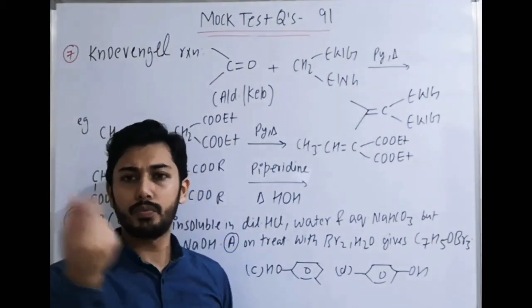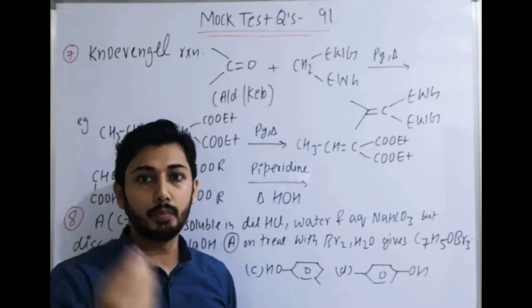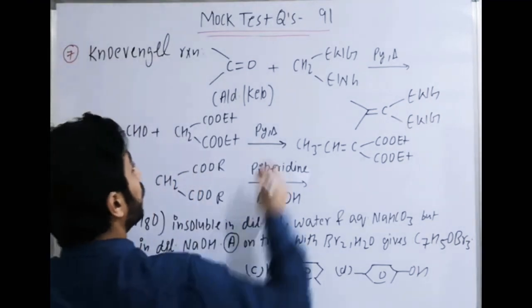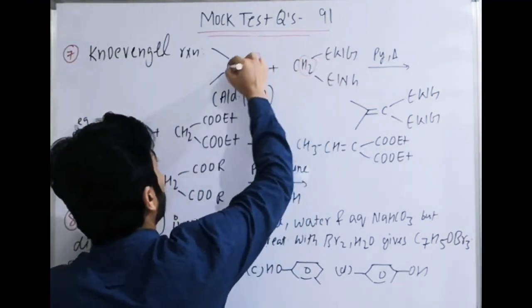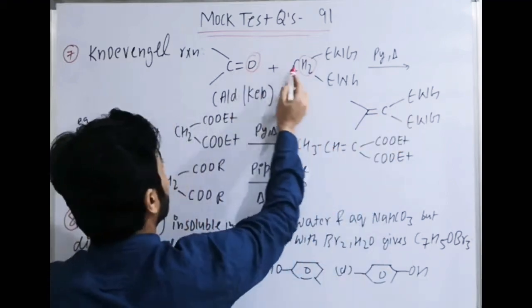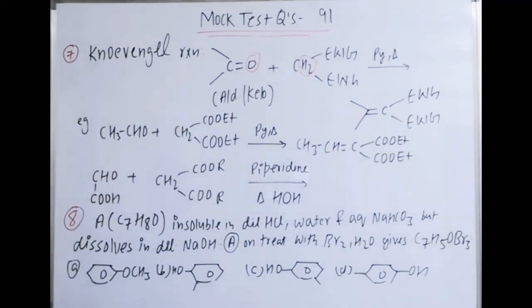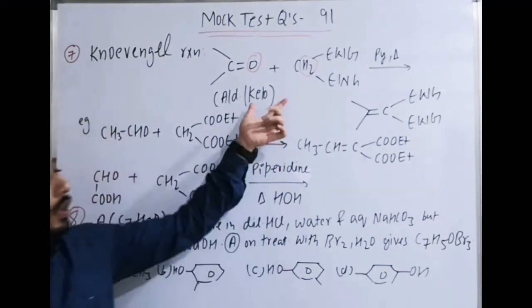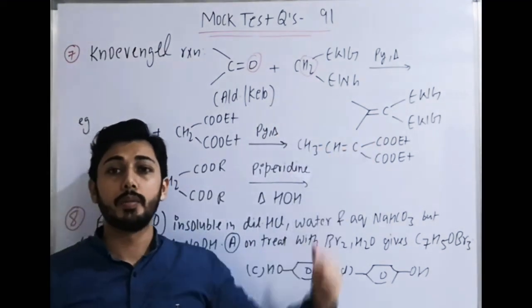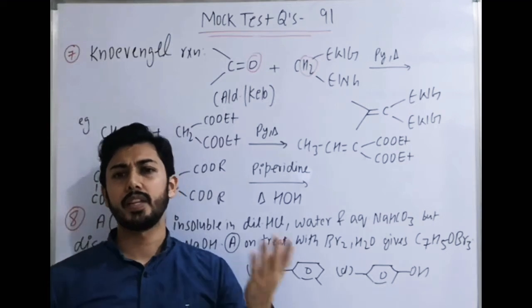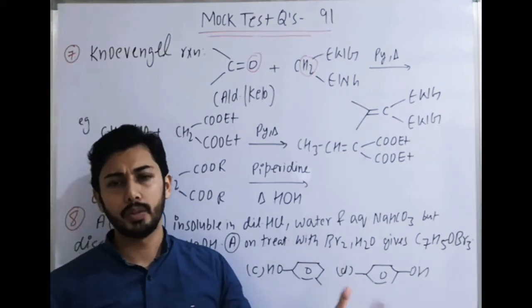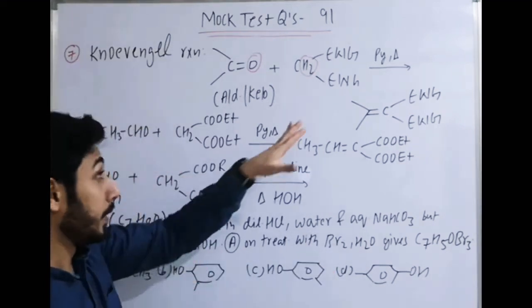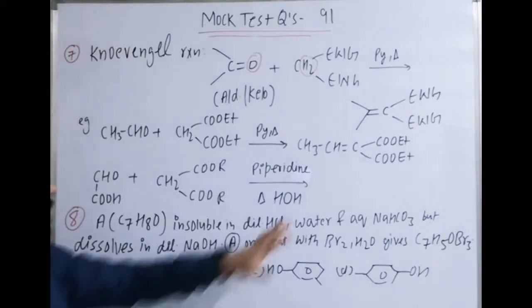It simply removes water. The way you have to write it, simply remove water. So you can remove H2O and combine carbon with another carbon. Okay, that is the Knoevenagel reaction, in which carbonyl compounds on treatment with active methylene compounds in presence of nitrogenous bases like pyridine, piperidine, amines, give finally this type of product.